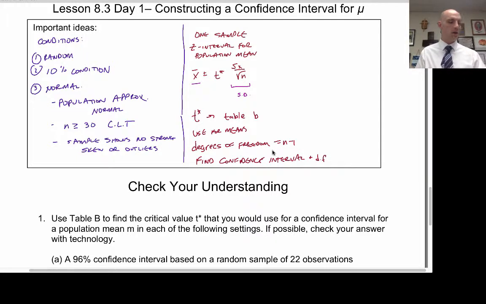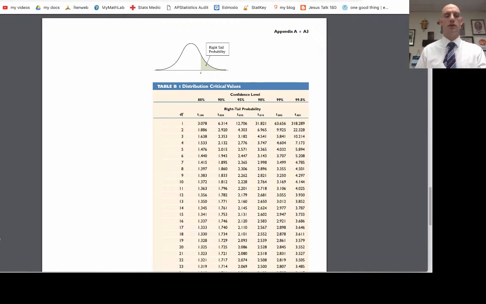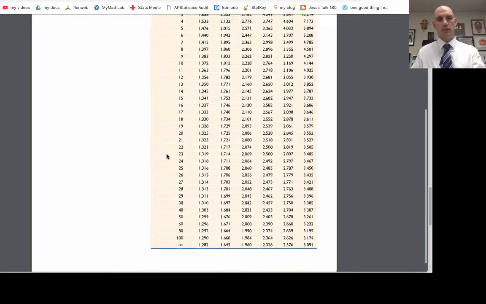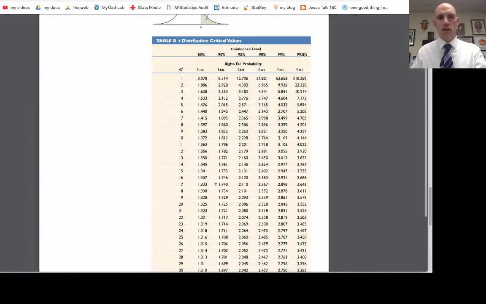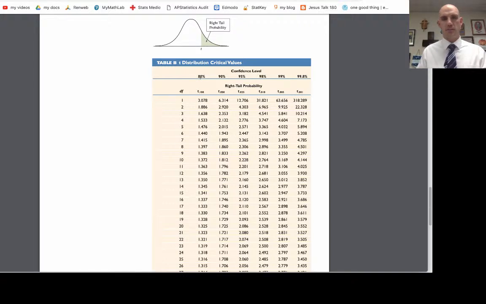Check it out. I'll just show you. Okay, here we go. So here's our table. Let me zoom in on it a little bit. Up here we have our confidence intervals. See there? So 80%, 90%, 95, 98, 99, 99.8. Very common. Over here we have degrees of freedom.